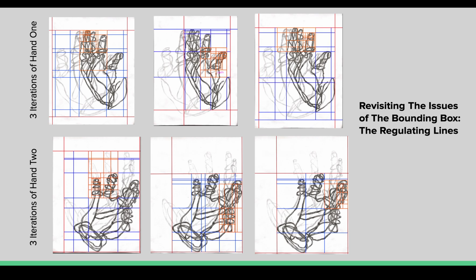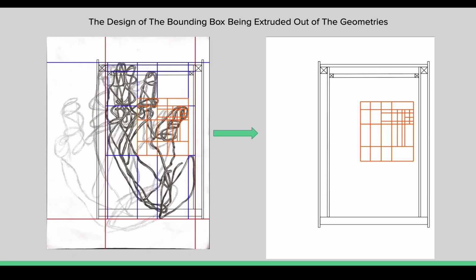The drawings of the hand and shadow are a precondition to develop a field of regulating lines that are extruded out of the geometries of the hand and ground, and frame the hand in such a way that create hierarchies. I developed 3 iterations of regulating lines for each drawing of the hand, in which the red lines frame the border of the hand, the blue lines relate to the figure itself, and the orange lines focus in on and frame a specific detail of the hand.